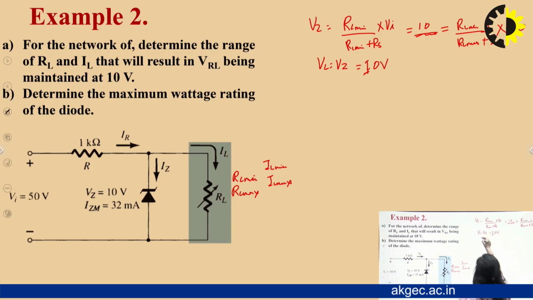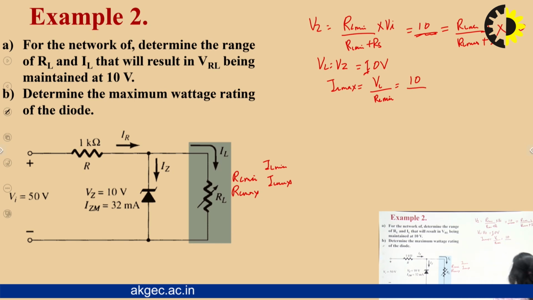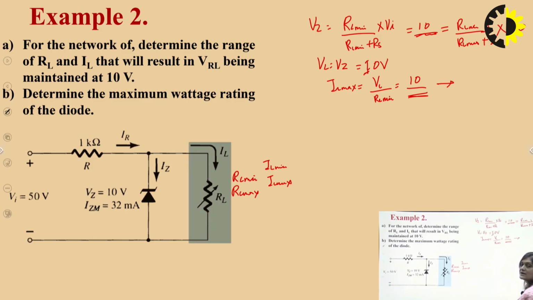So we can find the IL max. IL max is equal to VL upon RL minimum, means 10 upon RL minimum. RL minimum we can find out from this formula. So we can put the value here, and we can find the value of IL max. Now we have to find the value of RL max.